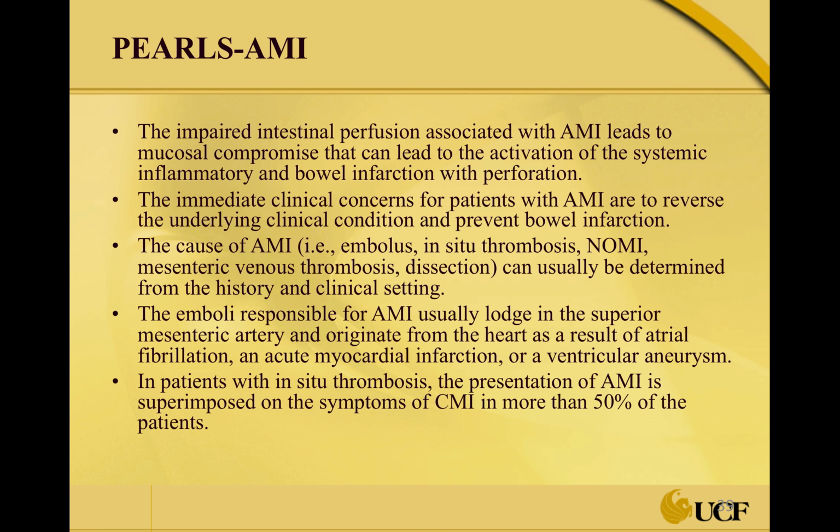The emboli responsible for AMI usually lodge in the superior mesenteric artery and originate from the heart as a result of atrial fibrillation. So, AFib patients are very, very prone to acute mesenteric ischemia, and also acute myocardial infarction or a ventricular aneurysm. In patients with in situ thrombosis, the presentation of acute mesenteric ischemia is superimposed on the symptoms of chronic mesenteric ischemia in more than 50% of the patients. So that's something to also keep in consideration.